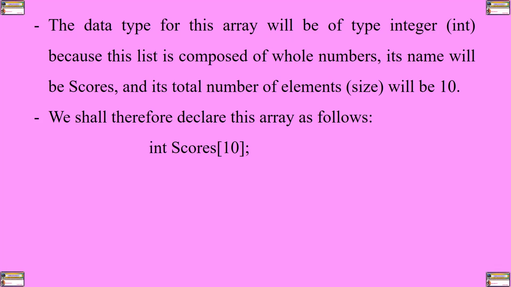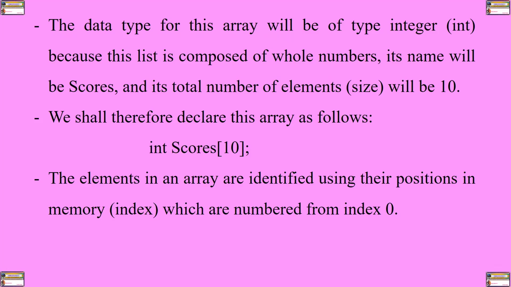The name of the memory location that we want the processor to set aside to accommodate those 10 values is scores. And then the number of array elements that we need are 10. And therefore, you declare it as int scores, and then you enclose 10 in square brackets, and you terminate that declaration with a semicolon.